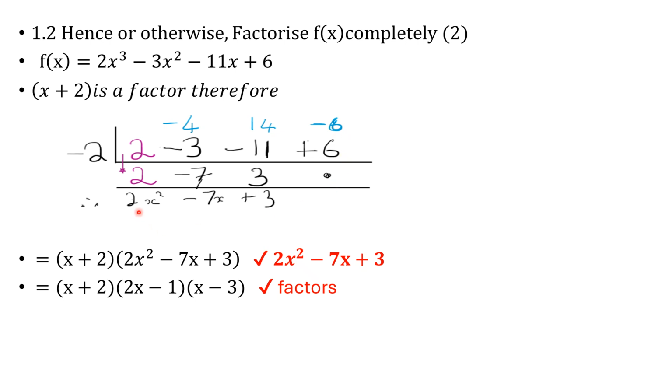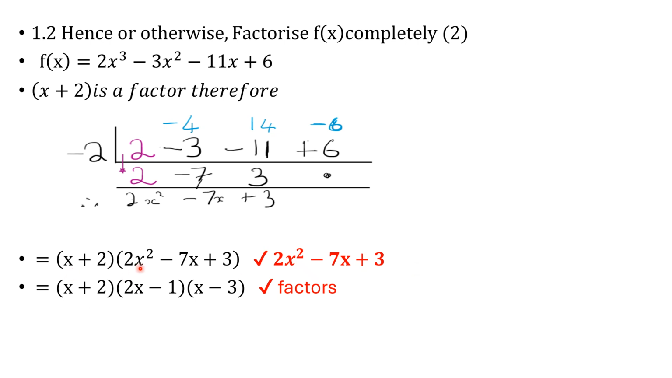So technically I now have 2x squared minus 7x plus 3. So this breaks into x plus 2 times 2x squared minus 7x plus 3. So 1 mark for getting the quadratic.